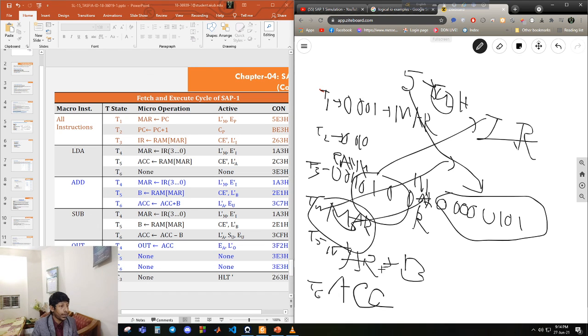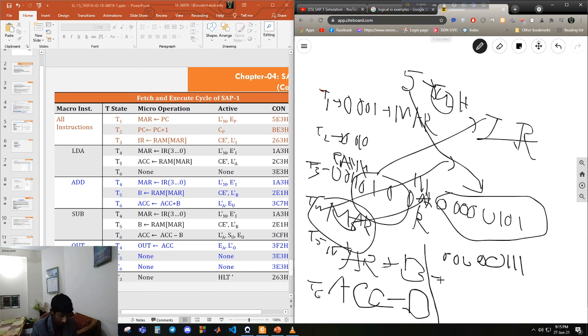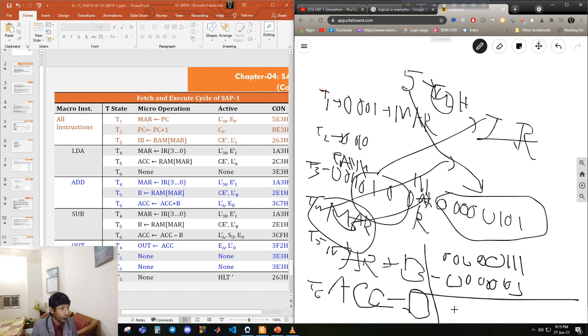And in T6, our previously stored value in the accumulator, our recently stored value, will be subtracted. Our previously stored value was 0000 and 0111. Subtract the B register value, which is 0000 and 0101, and the output will be 2 in decimal.